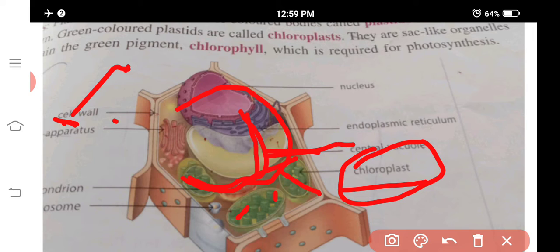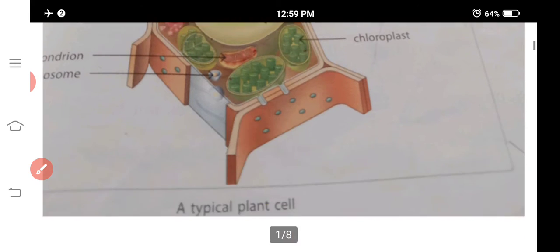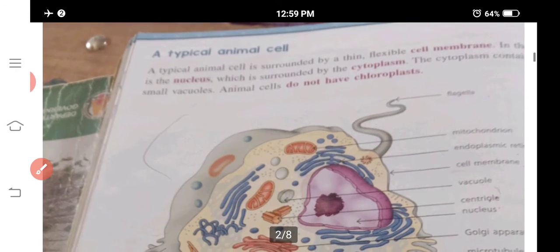Next one is the plastids. Plant cells have a number of colored bodies called plastids. The green colored pigment plastids are called chloroplasts. Chloroplast is very essential for photosynthesis. It contains a green pigment, which is very helpful in photosynthesis. Next is the animal cell.